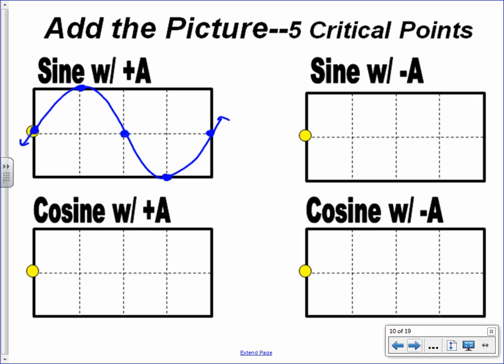What would happen to this if A was negative? Here our S shape goes up first, correct? If A is negative, what would happen to our S? It would go down first, so we're still going to start on our starting point, but we would go down first.